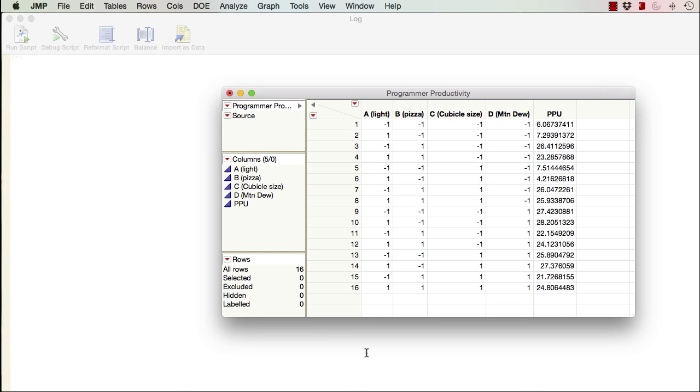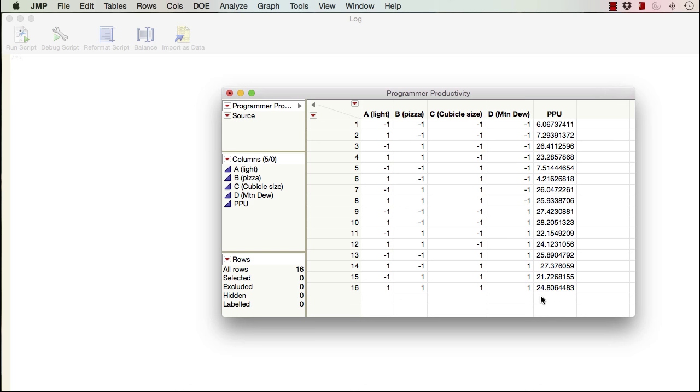This table shows us the outcome of these experiments. So, for example, on the first row, in a dark, small cubicle with not much pizza and not much Mountain Dew, the programmer produced 6.06 programmer productivity units worth of software. And we did this for all possible combinations of the four factors. We'd now like to do the analysis of this experiment.